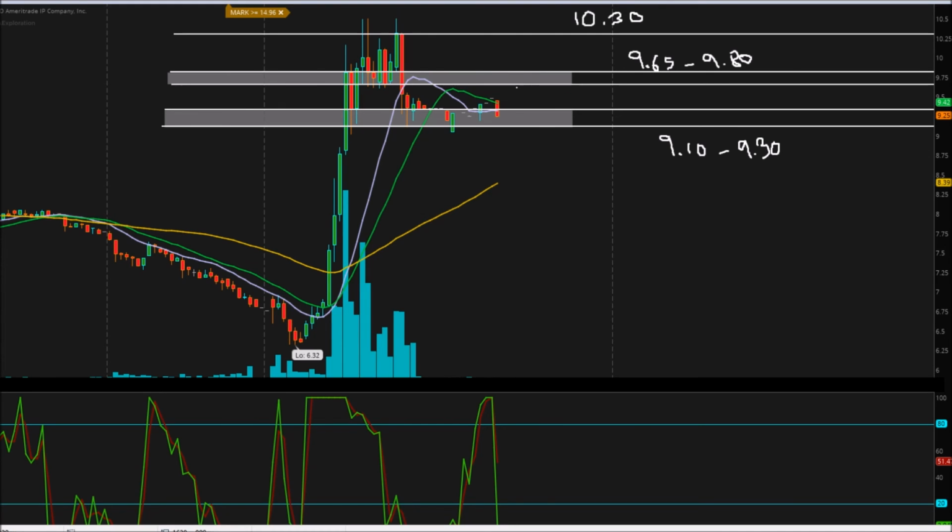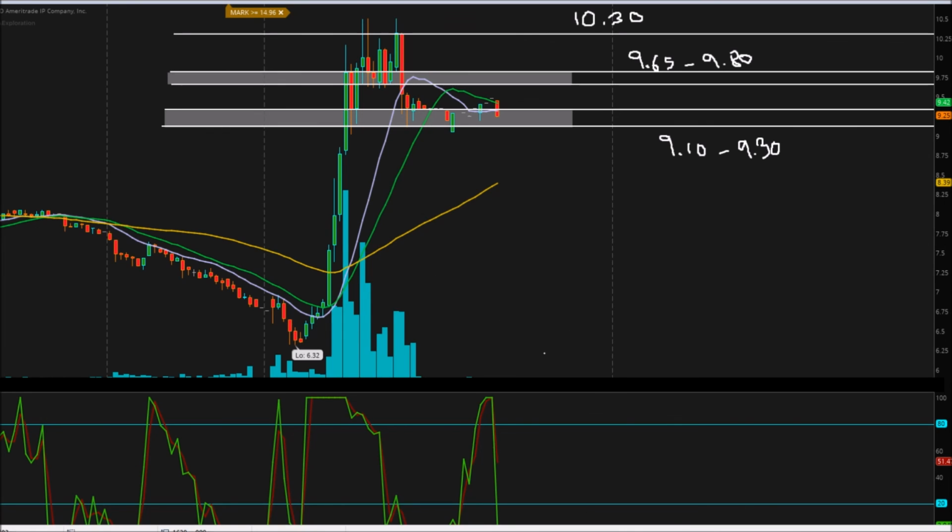I'm going to set an alert for this whole channel here at $9.65, $9.80 and $10.30, because if the past was any indication of the future plays for this stock, we could all make a lot of profits on this one. So definitely it's one to keep an eye out for, and it's definitely one I'm going to keep an eye out for as well.